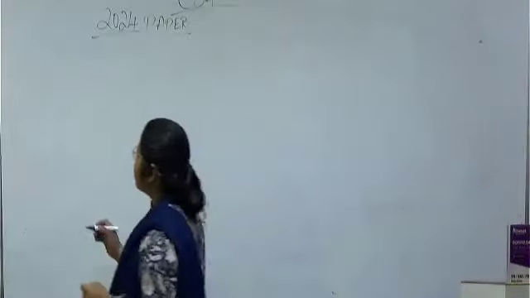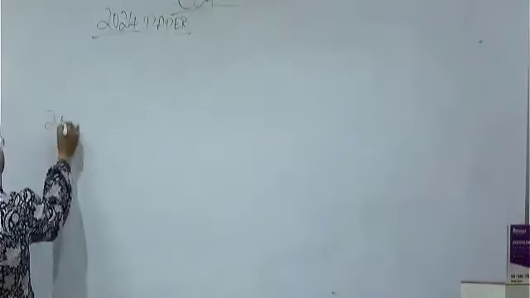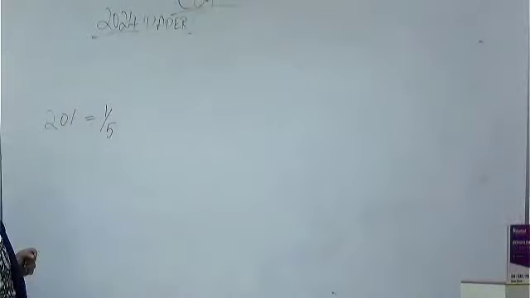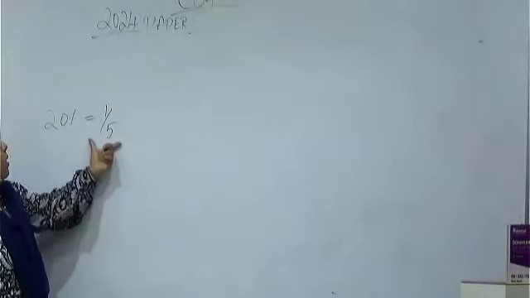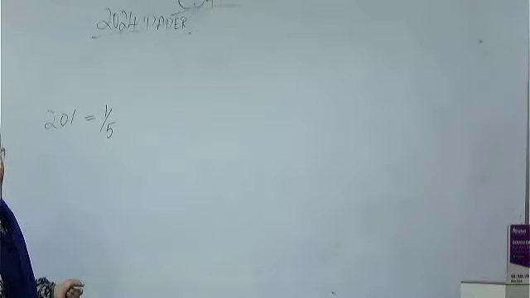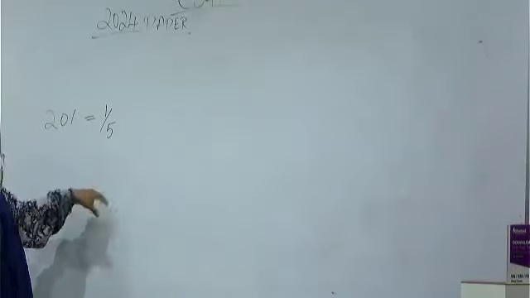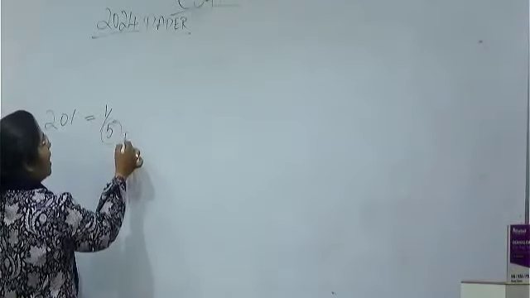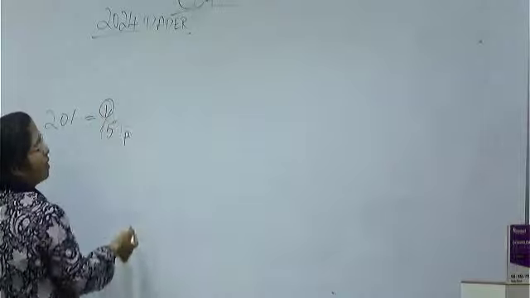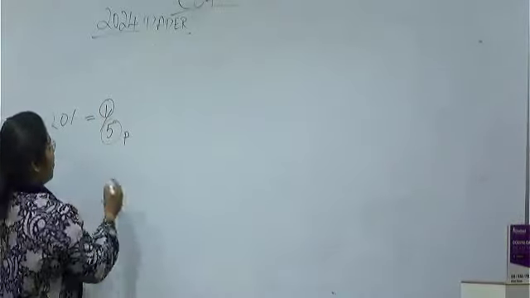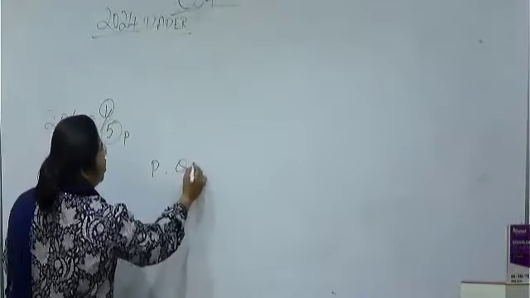Whenever such questions are given, you should write the percentage as a fraction. 20% I can write as 1/5. That means whose salary is this? 20% more or 20% less, right? This is P's salary. Minus 1 from it gives you Q's salary. P, there is Q, and this is R.